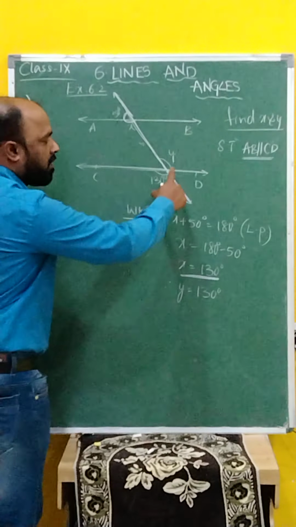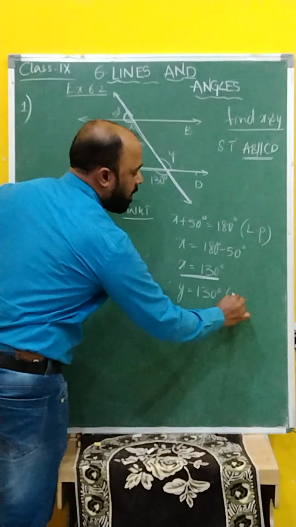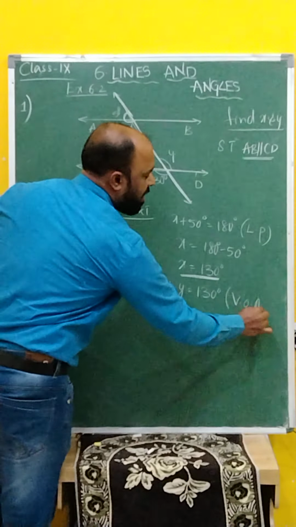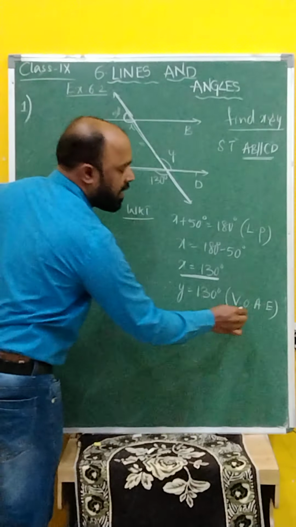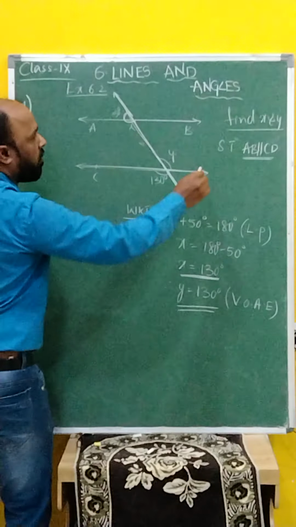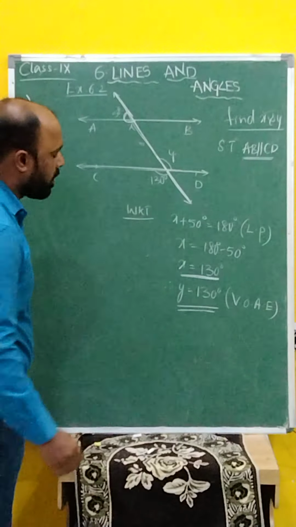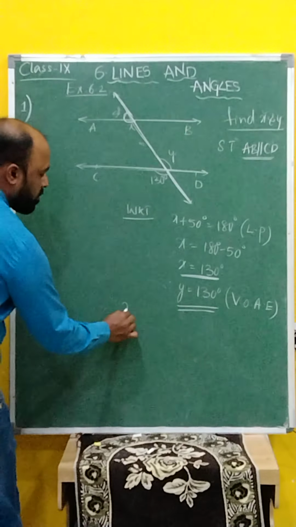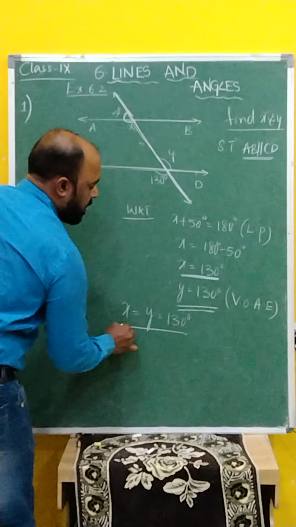Clear children? These two are vertical opposite angles. We know vertical opposite angles are equal. Short form I am writing, vertical opposite angles are equal. Clear? x value, y value done. The first question, find x, y. x is equal to 130 and y is also equal to 130. Therefore, both are 130 degrees.